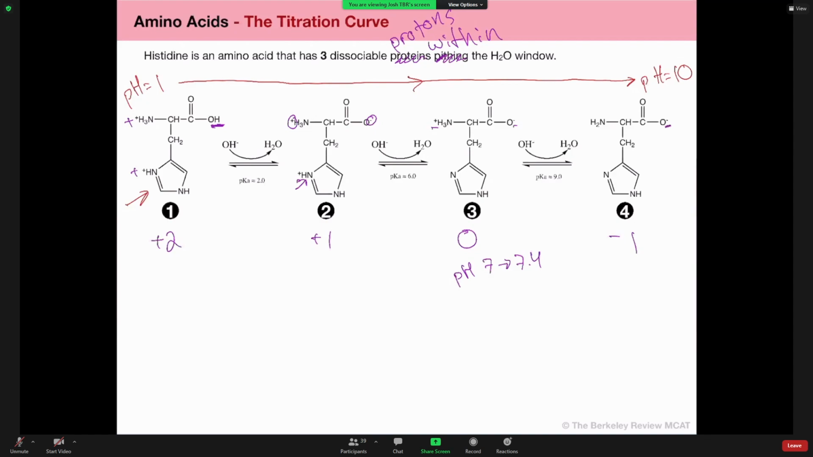Can they give us figure 2 and ask which is the next? They would absolutely ask that, and that'll become second nature. I would think that'd be a very easy question. In fact, they've definitely asked that question before, and it's a very easy question.